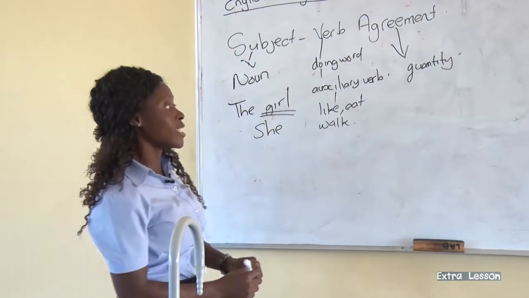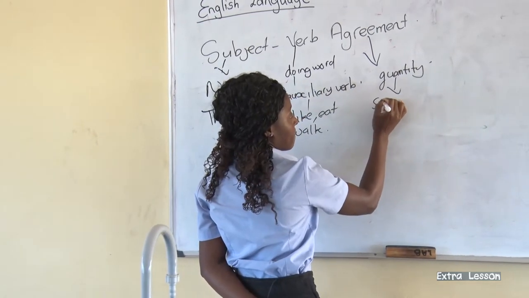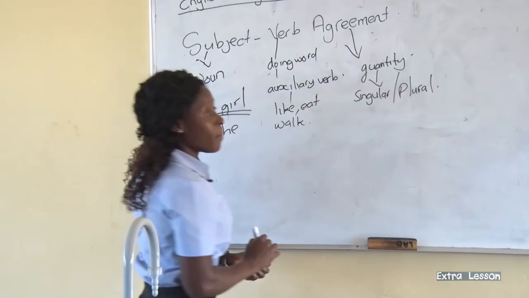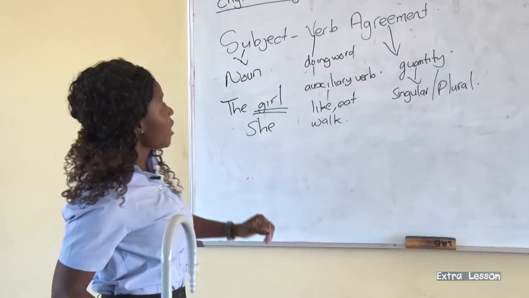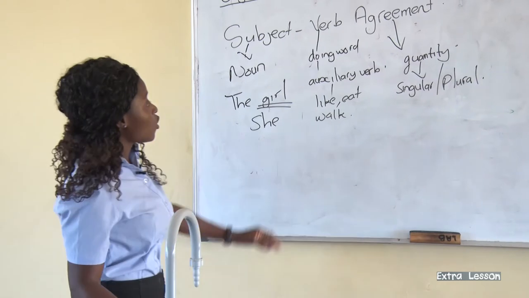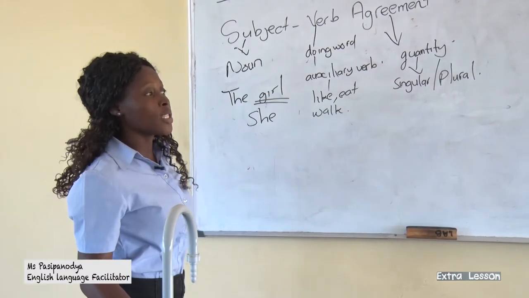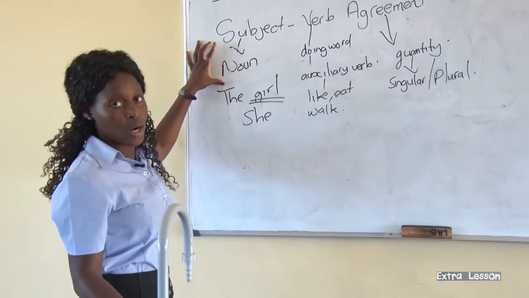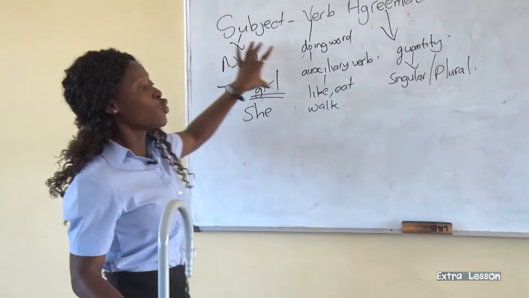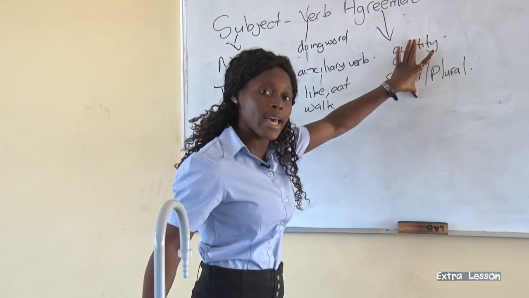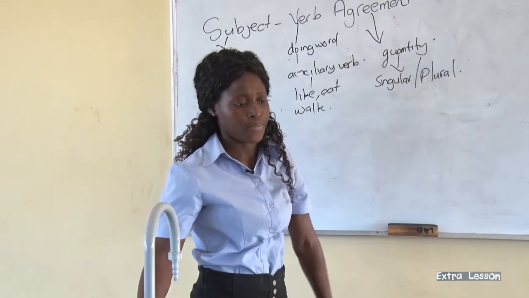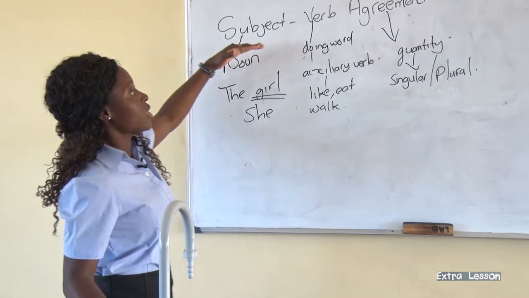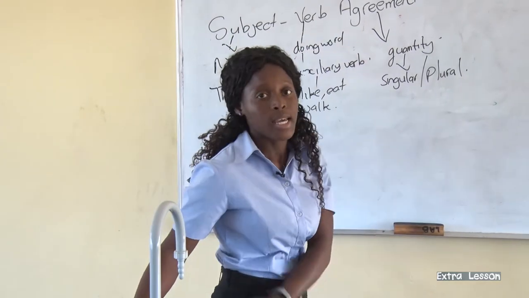If the subject is in singular, the verb also has to be in singular. If the noun is in plural, the verb also has to be in plural. So this is what we mean when we talk about subject-verb agreement. We are saying the noun or the pronoun in a sentence has to agree with the verb as far as quantity is concerned. So what do we mean if we say define verb? It is the relationship between the subject and the verb as far as quantity is concerned.